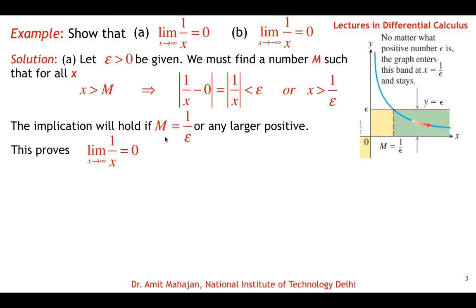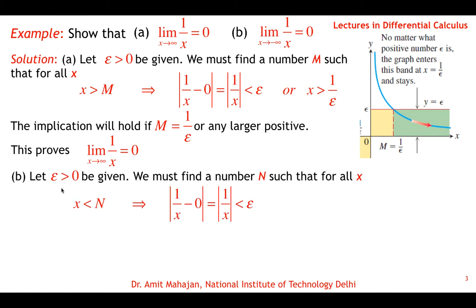Similar is the second case, but in this case, instead of moving to plus infinity, you want to move to negative infinity. In this case, we have to prove that for every positive epsilon, we must find a number n such that every x less than n implies that the distance of 1 by x from the origin is less than epsilon. If we open this inequality, it is minus epsilon less than 1 by x less than epsilon.